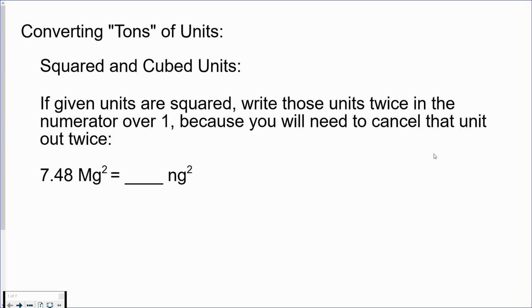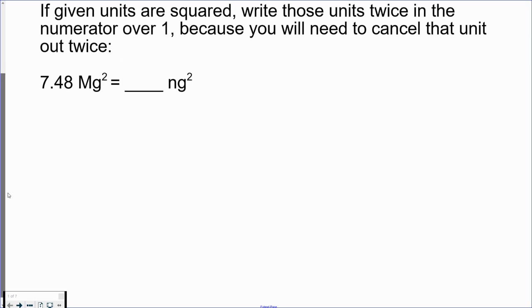Let's talk about Chapter 2, Section 4, converting tons of units. Now, tons of units can be squared, it can be cubed, it could be multiple units in the numerator and denominator. It just depends on what they give you. So, the first question that they give us is something that's squared. So, it's squared, so you got to do everything twice.